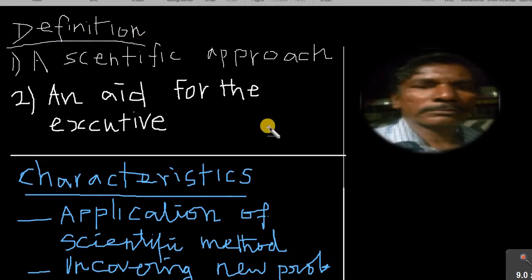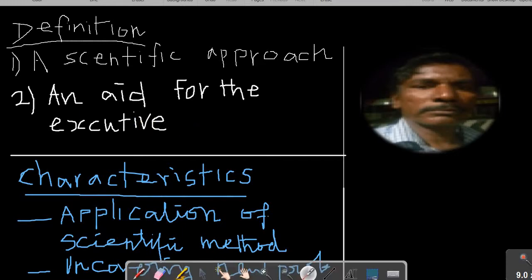Different people define operation research in different ways. One of them is a scientific approach of solving the problem in different management situations. That's called a definition of OR. Similarly, another definition is an aid for the executive to take decisions for certain management situations. That's what we call operation research. If you refer to the book, you can get so many definitions for operation research.